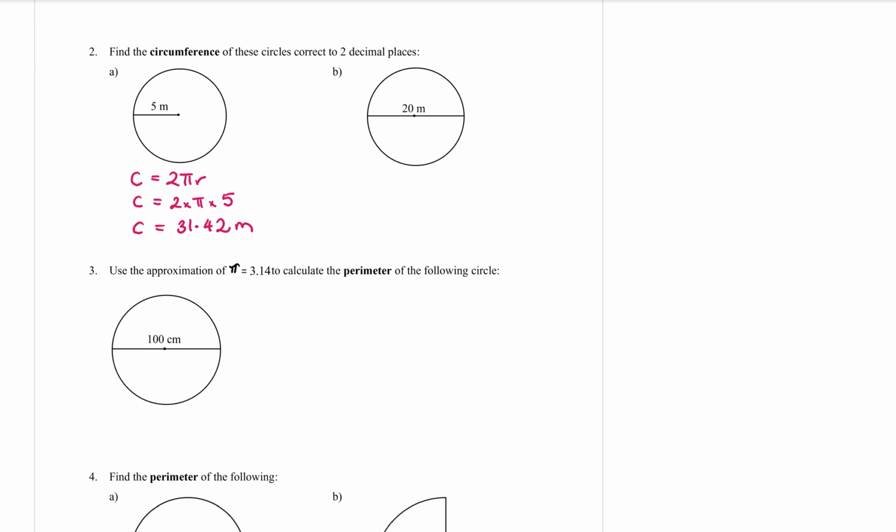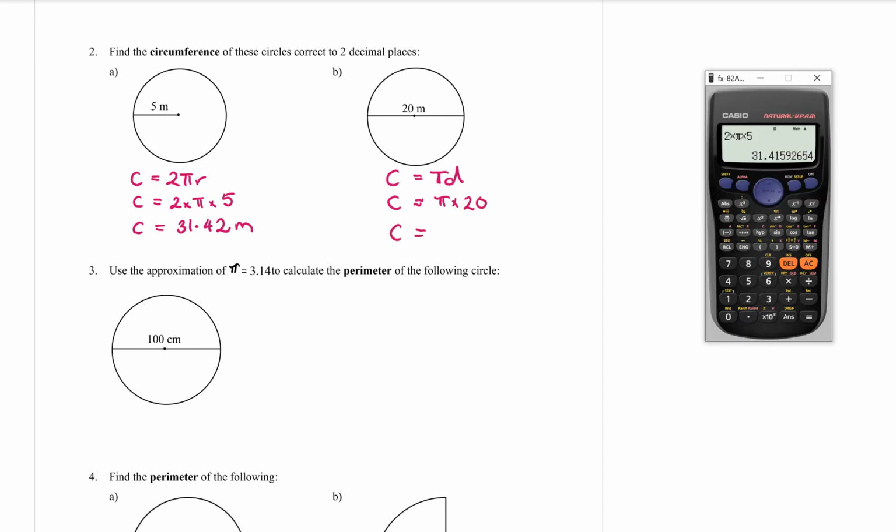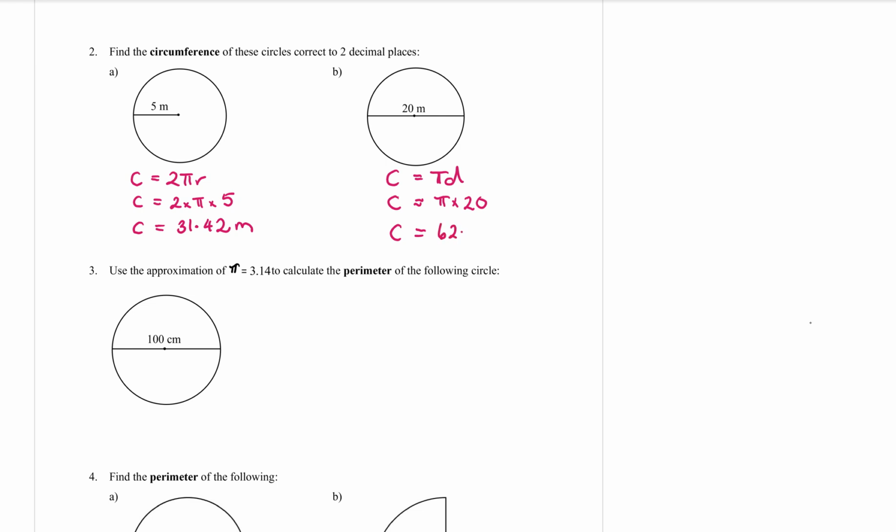This time we've been given the diameter because it goes the whole way across the circle. Now the formula, when we have the diameter, is C equals pi d. Okay, so that's the first step. Second step is to substitute into that formula. My diameter is 20, so I'm going to say pi times by 20. And third step is to calculate that. So I go pi, so shift with the times 10 button, times by 20 equals, now to 2 decimal places, that will be 62.83. And that is in meters.